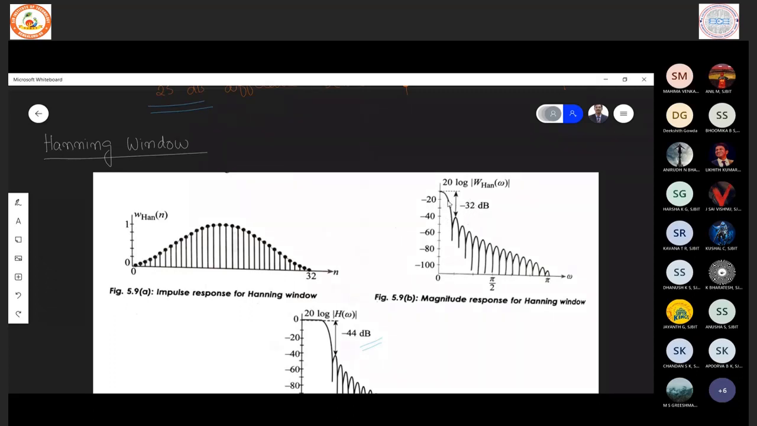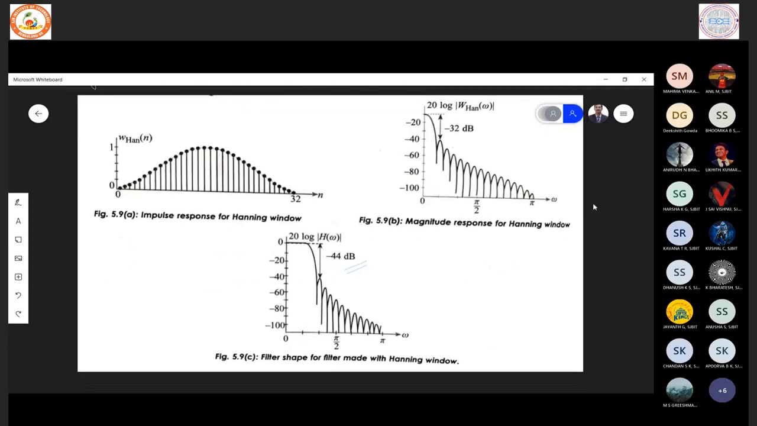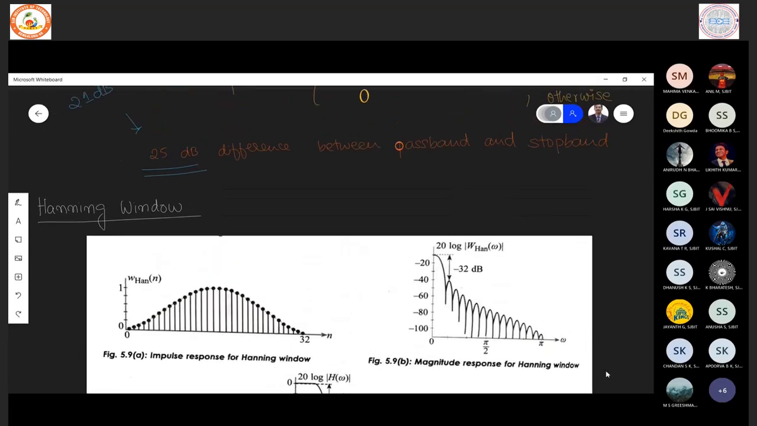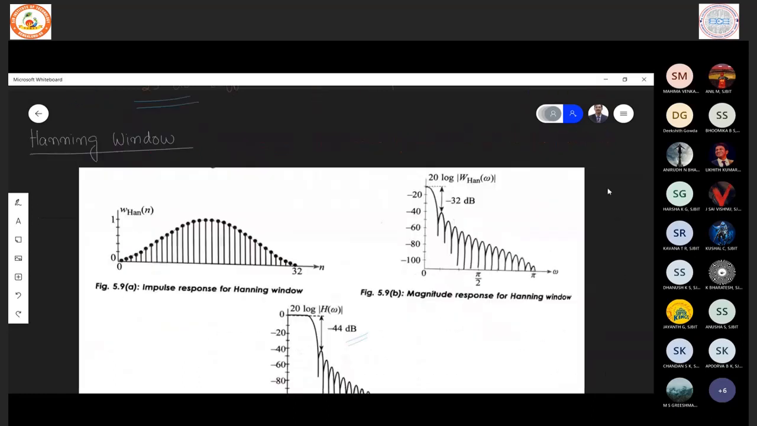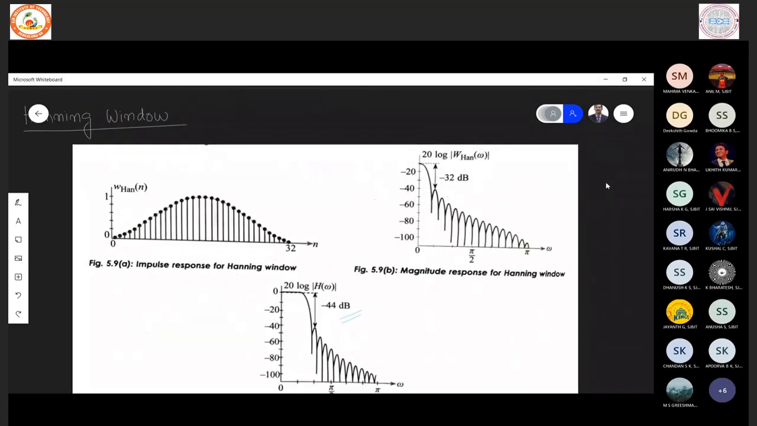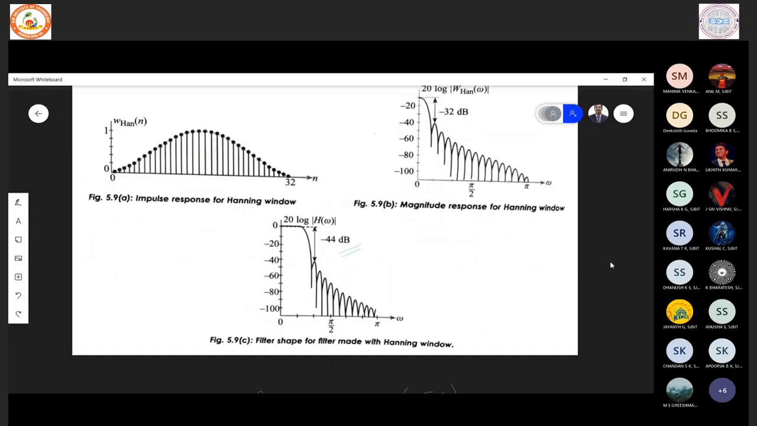So the difference between the DC level and the first side lobe is minus 32 dB. Still there's an improvement over the previous. And if you design a filter, the difference between the pass band and stop band is minus 44 dB. So look at the progression. First number we said is 21 for rectangular. Next number is 25 dB, and now we are talking about 44 dB. It's a remarkable jump compared to the previous.